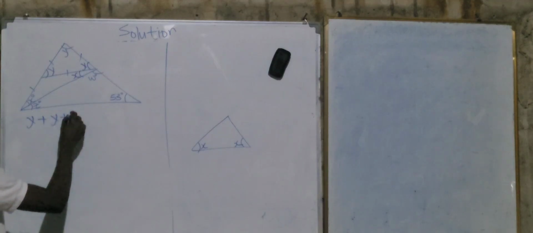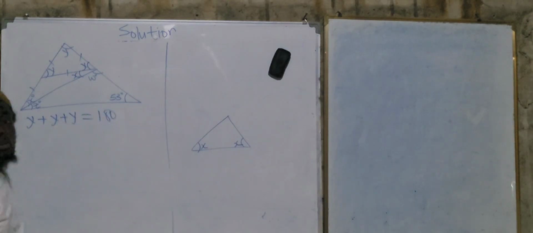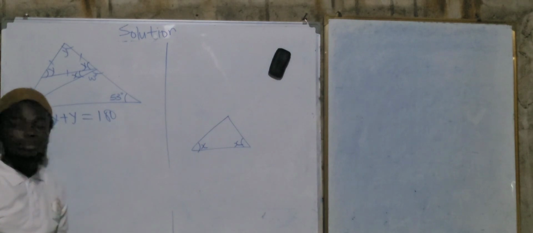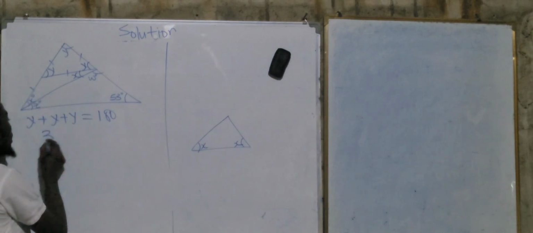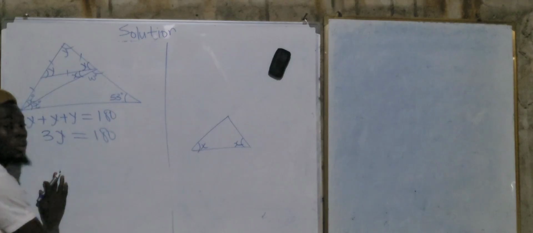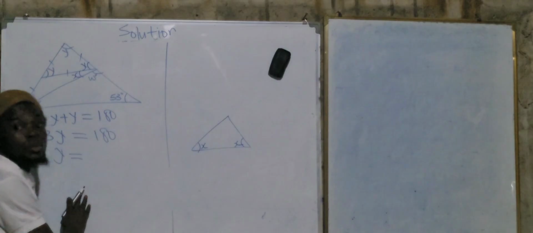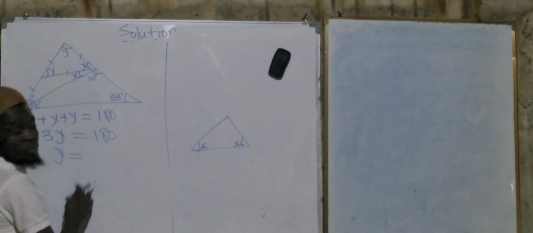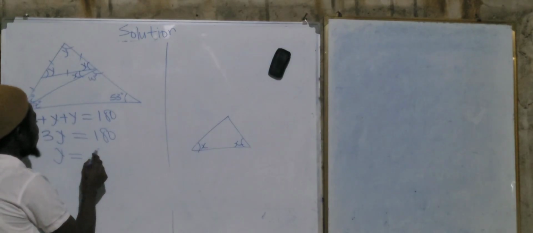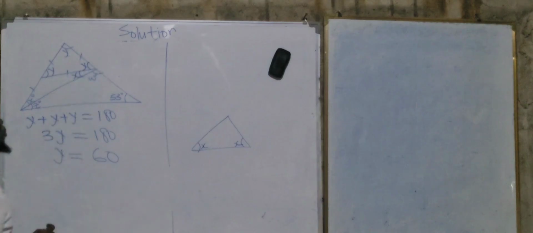Equal to 180. Sum of angles in a triangle, right? So therefore we now have 3y is equal to 180. Are we alright here? So therefore let's make y the subject here, and y here is equal to what do we have now? 60 degrees, right? So we have gotten the value for y. Are we alright here?